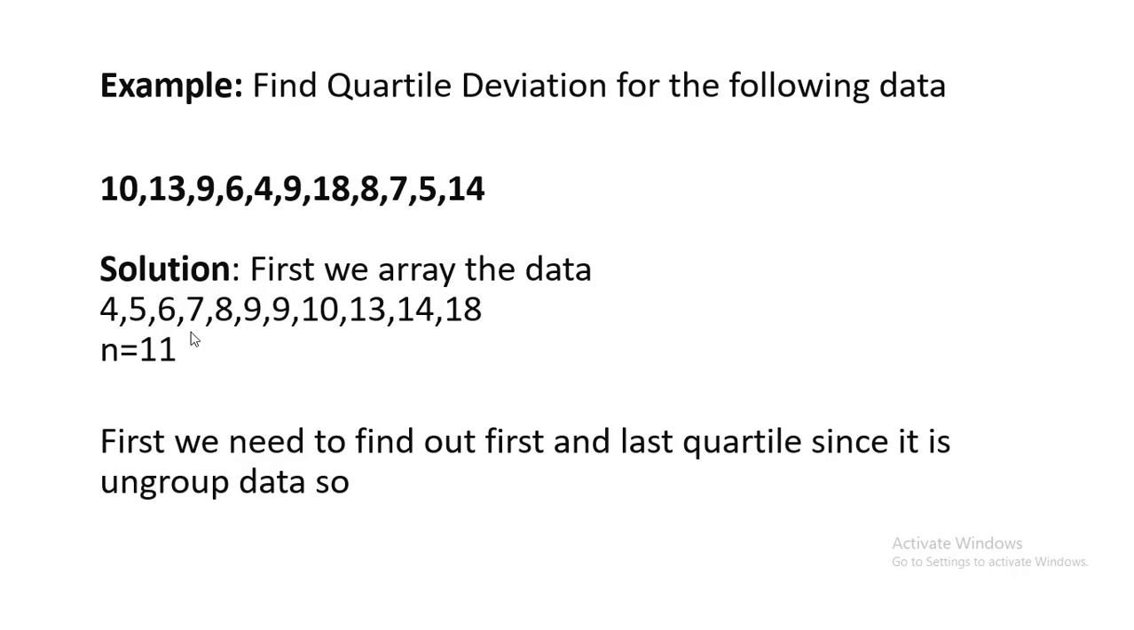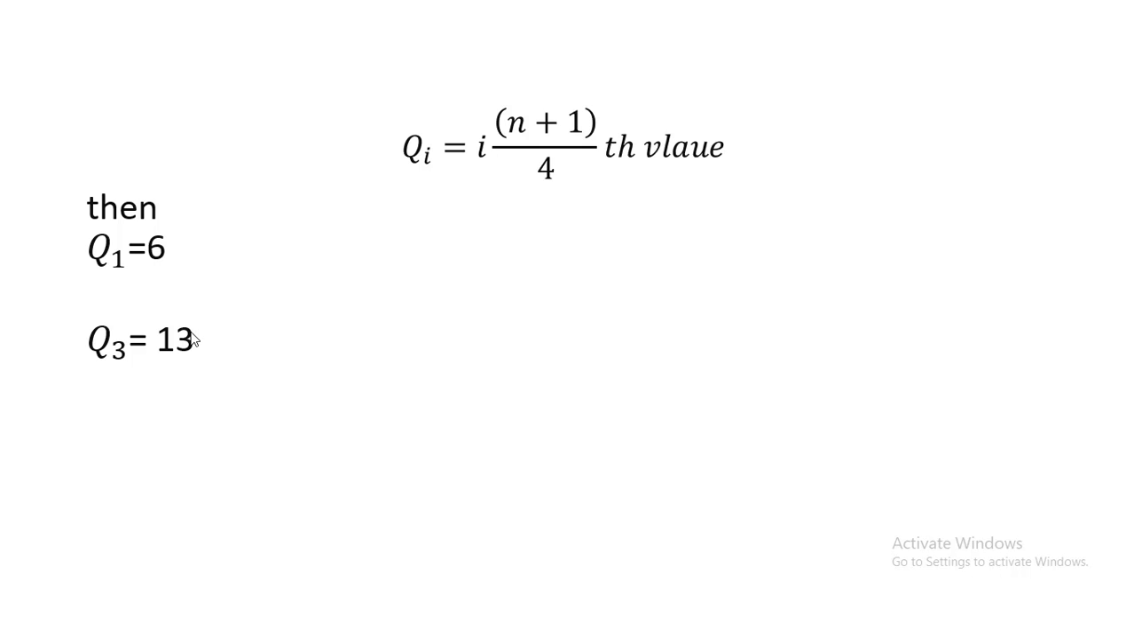Alright, and after placing the formula, we look for the position, because that formula actually gives you the position. We go back in the data and find out what number is present at that position. That is how you find out quartile for ungrouped data. Now this was the general formula for finding quartile. We are only interested in the upper quartile, which is Q3, and the lower quartile, which is Q1. So Q1 is equal to 6 and Q3 is equal to 13.